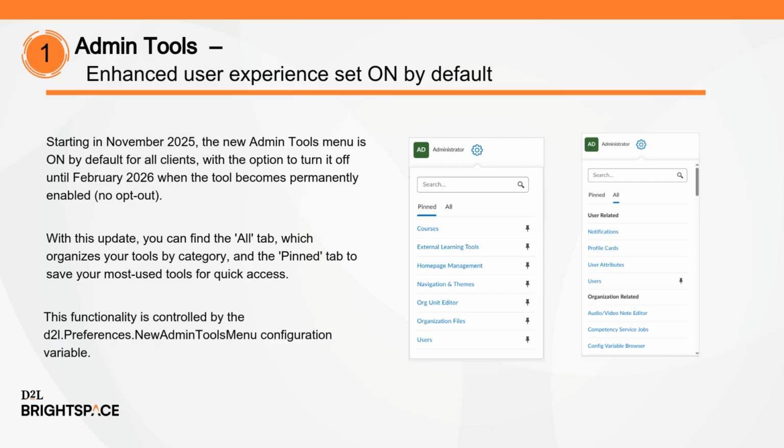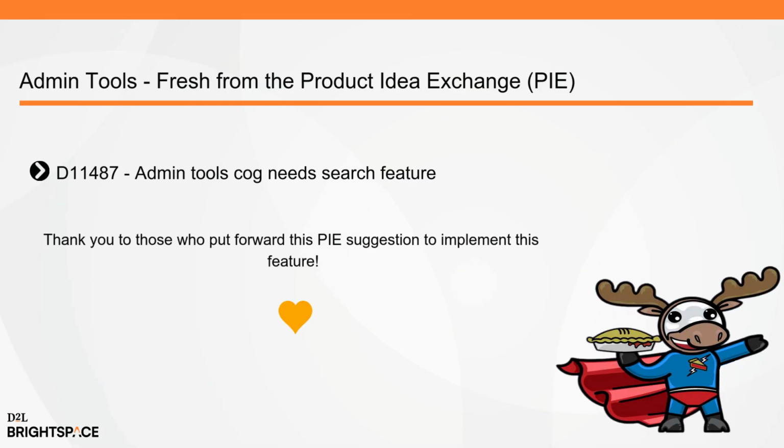This functionality is controlled by the D2L.preference.newAdminTools menu configuration variable. This feature implements the following PI item: D11487, Admin Tools Cog Needs Search feature. Thank you to those who put forward this PI suggestion.